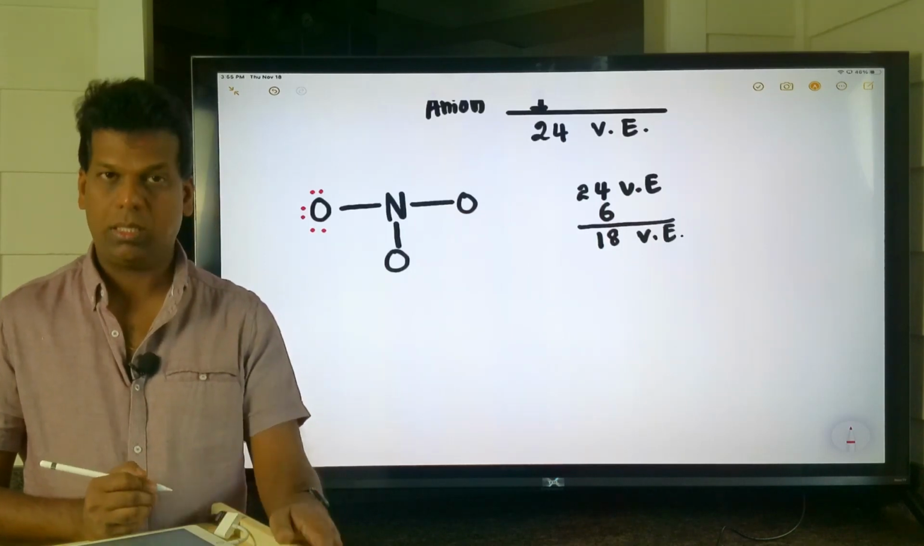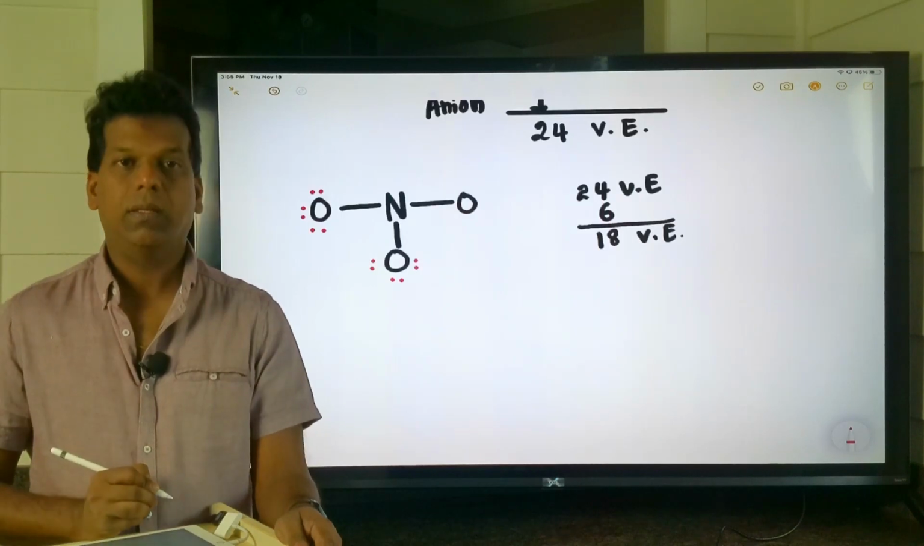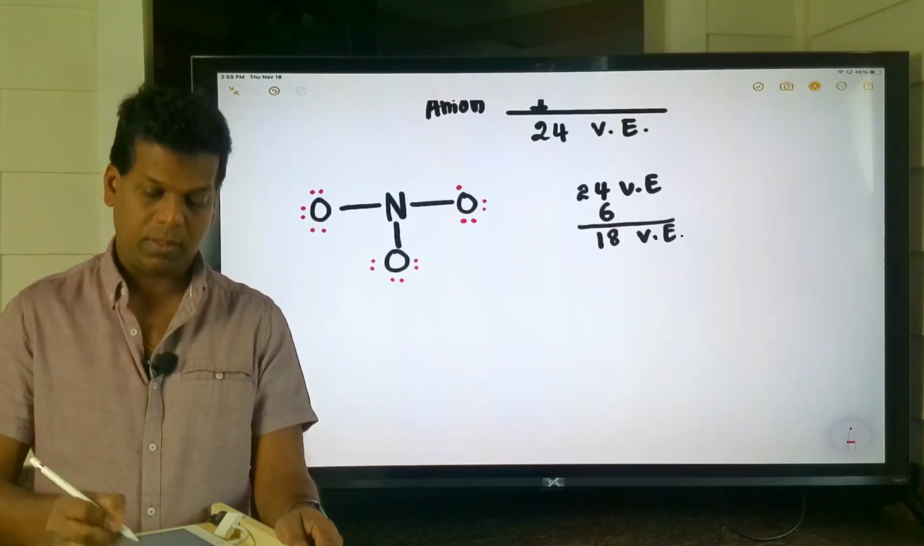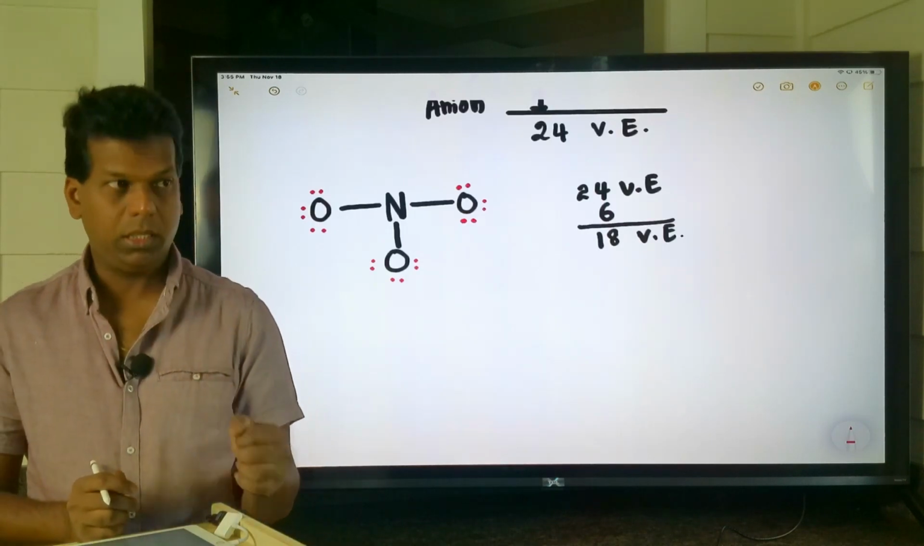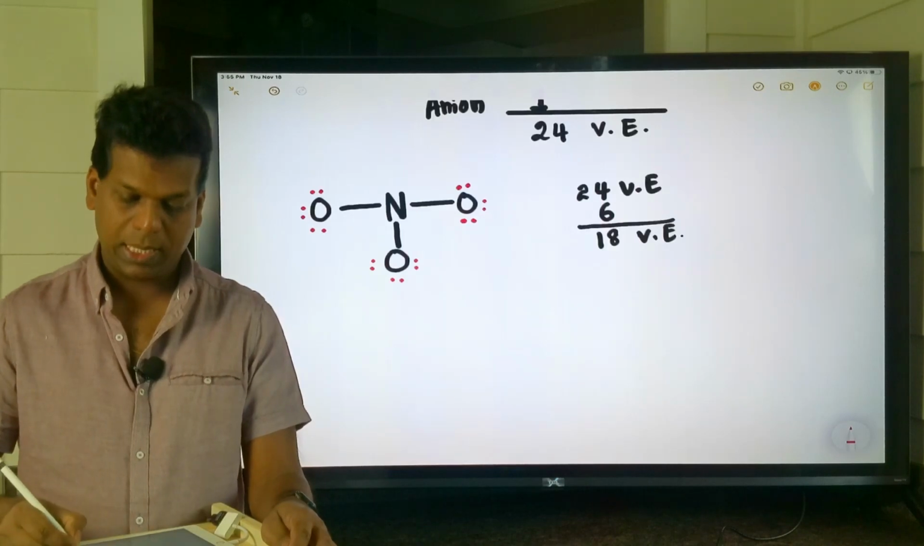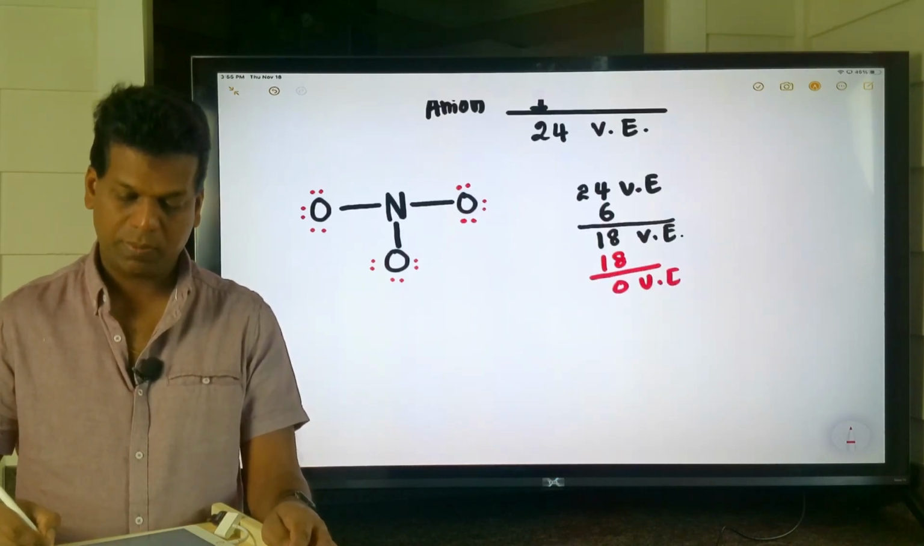Now the octet is complete. I can place another 6, octet is complete, and another 6 here. So now there were 18 initially. I placed 18 on these 3 oxygens. What is left is 0. I don't have any valence electrons.